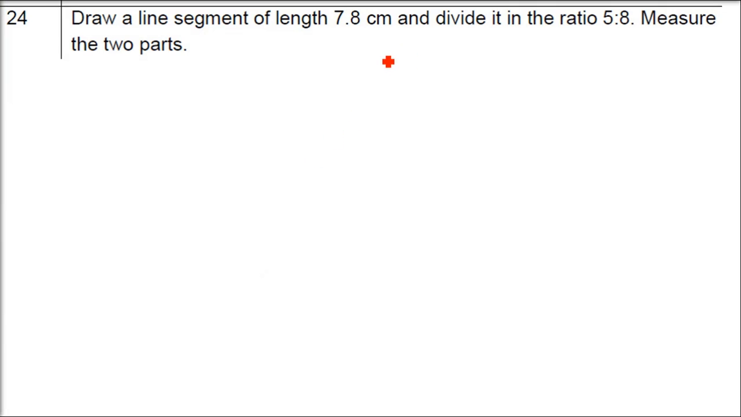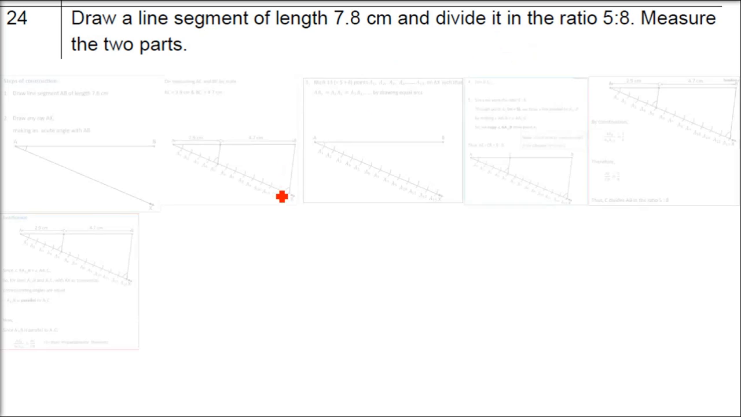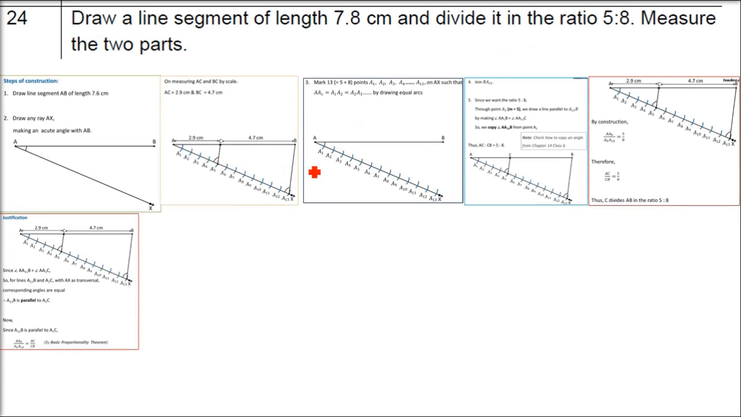Draw a line segment of length 7.8 centimeter and divide it into the ratio 5:8. Measure the 2 parts. So this is a construction problem. Now you don't have to worry about all these steps. No, don't have to do in that detail. So the question can be 5:8. It can be 4:9. The line can be 7.8. It can be 8.2.